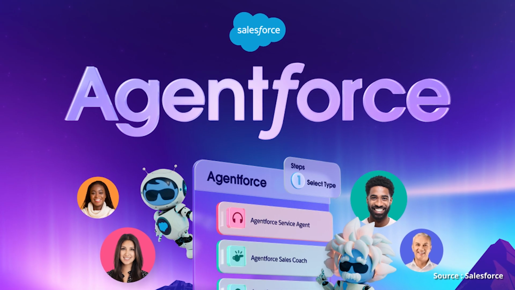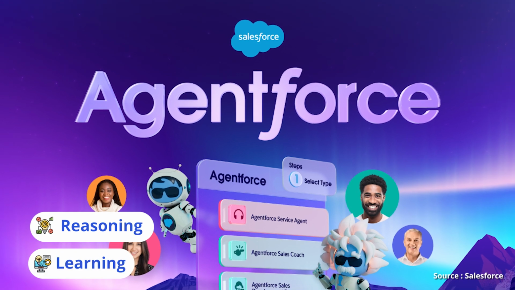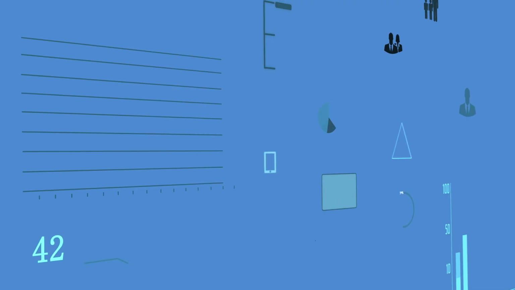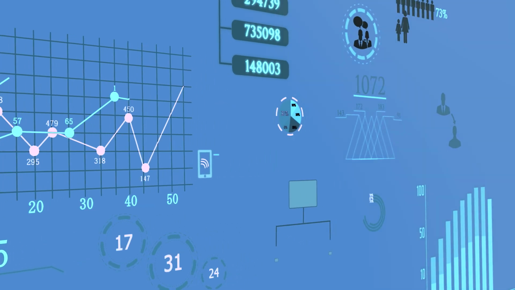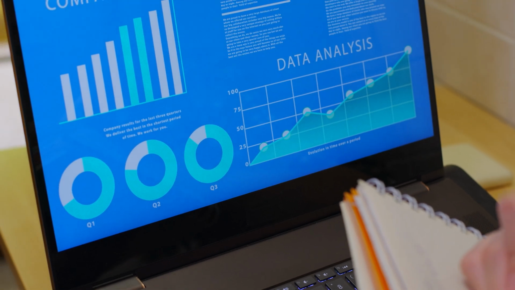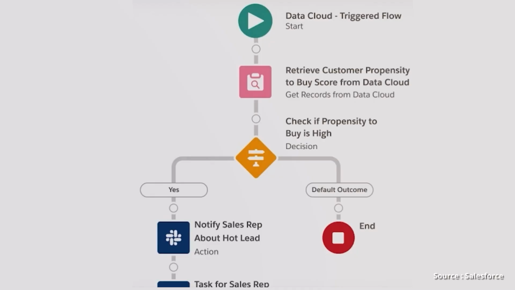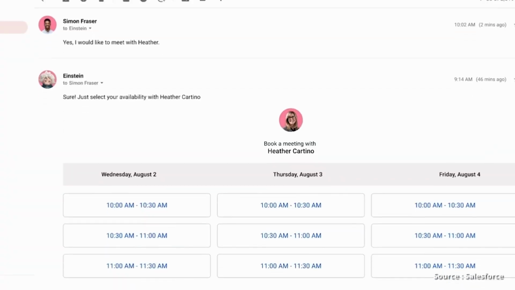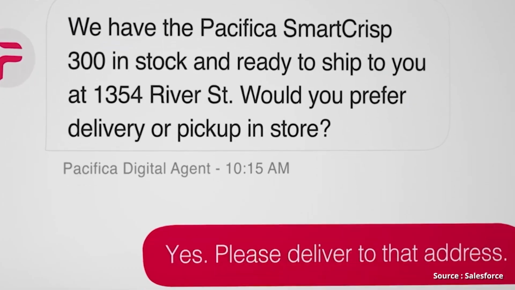Salesforce Atlas is the reasoning and learning engine behind the Salesforce Agent Force. It creates a plan tailored to the role's objectives, refines it as needed by gathering more data, and selects the appropriate business process, for example, flows for each action. It then interacts with customers or employees through their preferred communication channels.